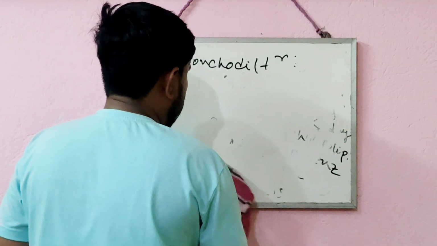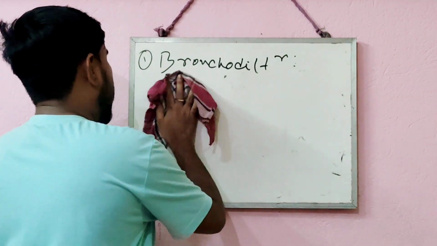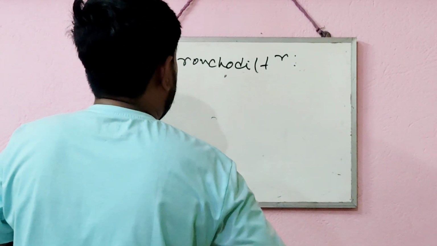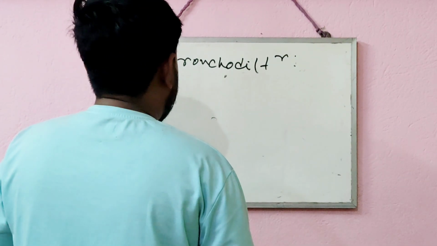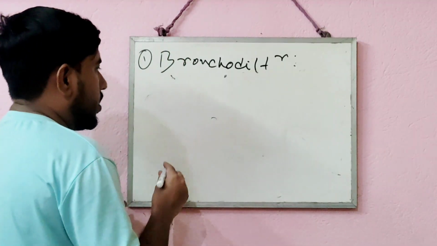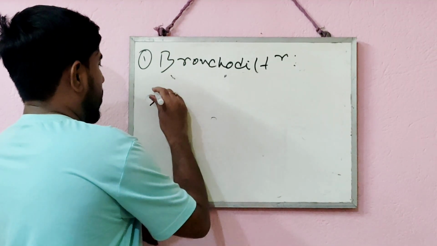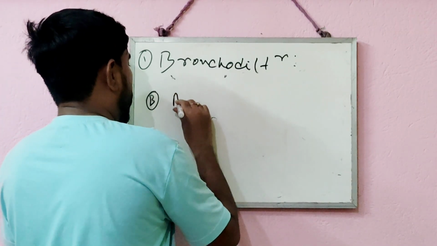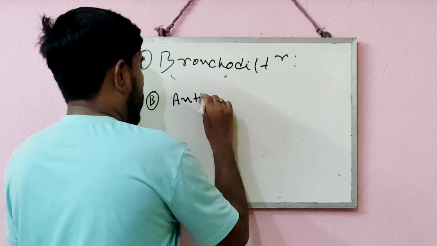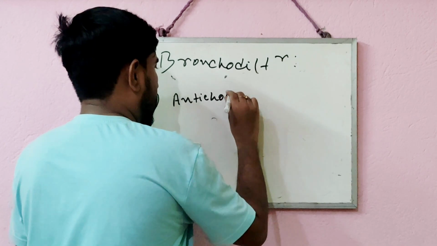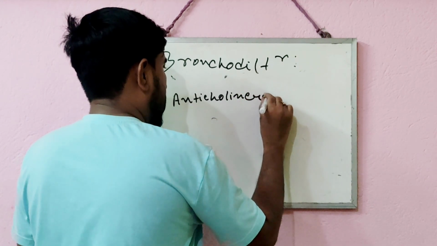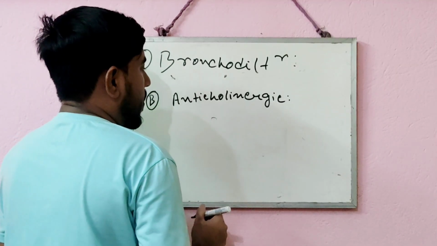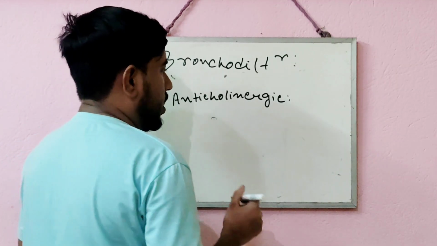Now we are going to explain the mechanism of action of the third subgroup of bronchodilator that acts as an anti-asthmatic drug. What is that? That is the third type, that is anticholinergic. By that name only you can understand that it is going to show its action by inhibiting the cholinergic receptor.